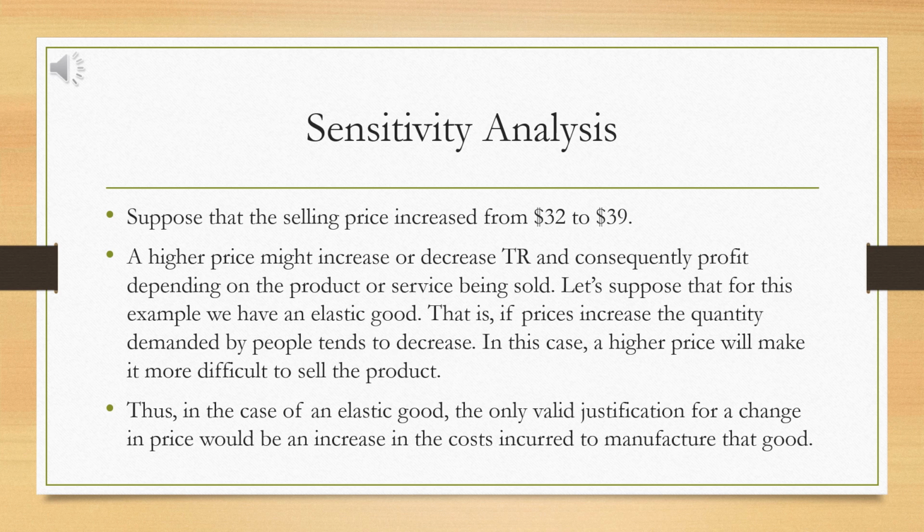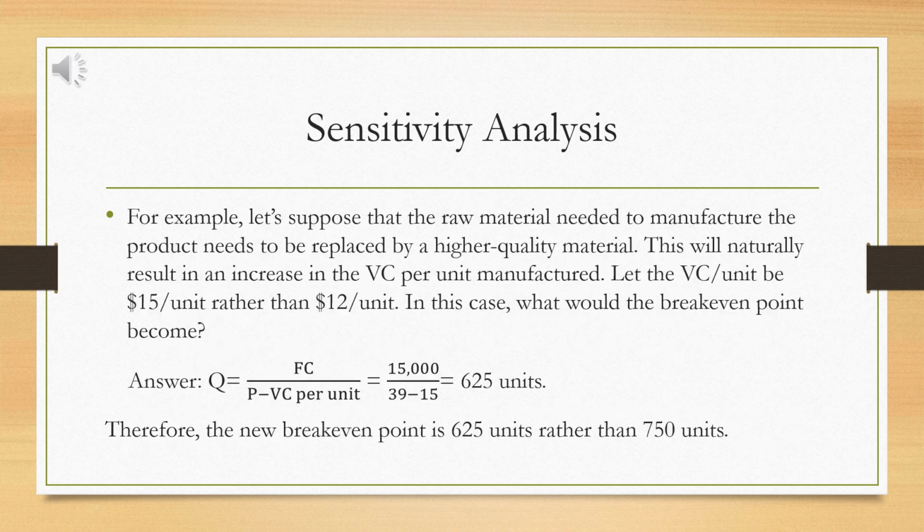the only valid justification for a change in price would be an increase in the costs incurred to manufacture that good. For example, let's suppose that the raw material needed to manufacture the product needs to be replaced by a higher quality raw material. This will naturally result in an increase in the variable cost per unit manufactured. Let the variable cost per unit be $15 per unit rather than $12 per unit.